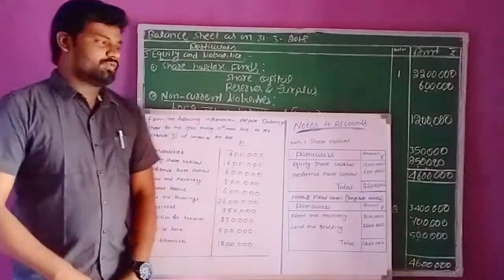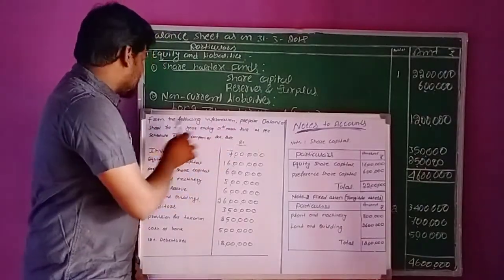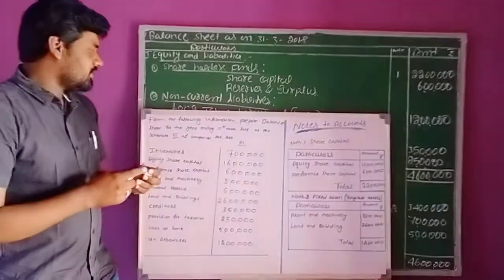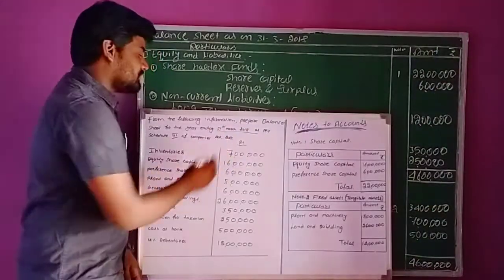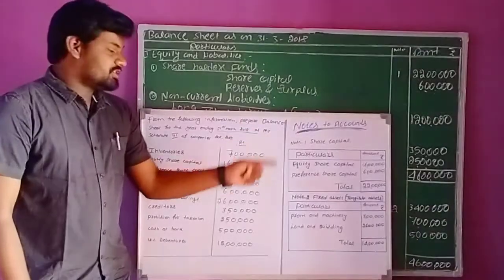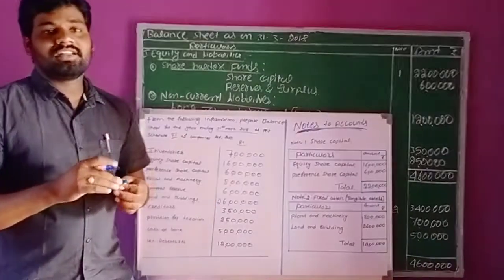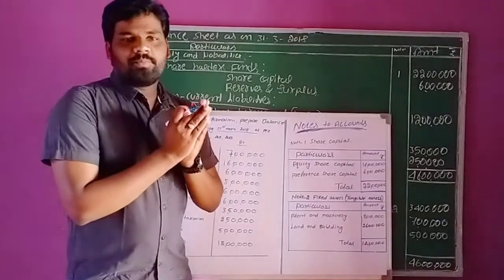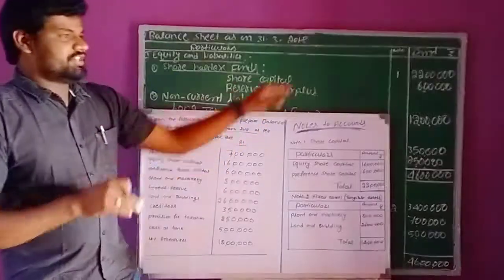So first you have to observe the question here. From the following information prepare balance sheet for the year ending 31st March 2018. So in this case we need to prepare balance sheet as per Schedule 3 of Companies Act 2013. For the preparation of balance sheet, they have given some information regarding the balance sheet statement.